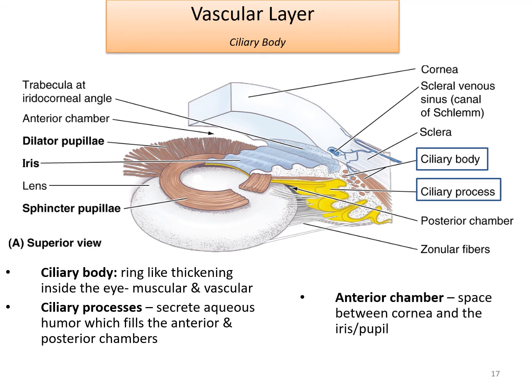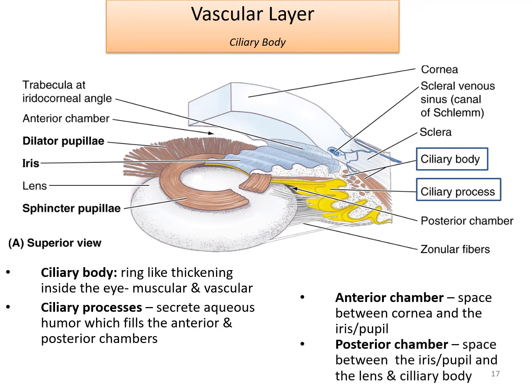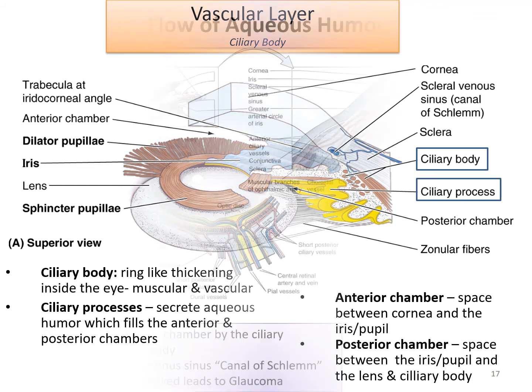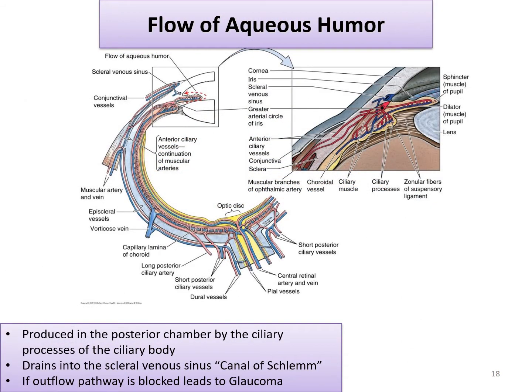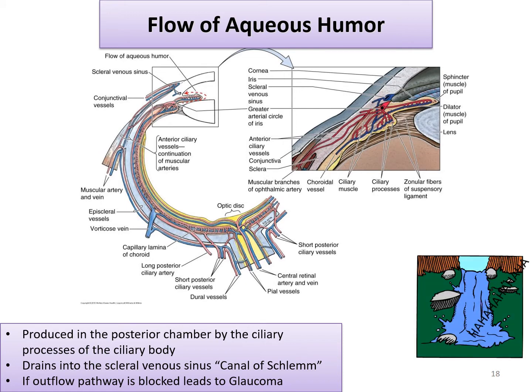The anterior chamber is the space between your cornea and your iris and pupil. The posterior chamber will be the space between the iris or pupil and the lens and the ciliary body. The flow of aqueous humor is as shown here. It is produced in the posterior chamber by the ciliary processes of the ciliary body, back here. It will then drain into the scleral venous sinus, which is also called the canal of Schlemm.